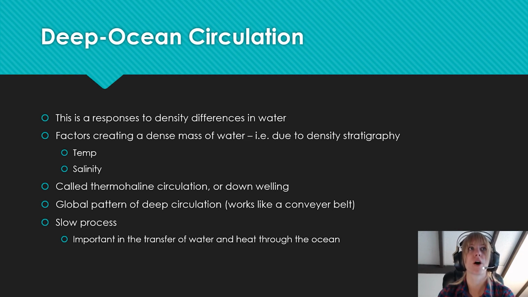You can have wind-driven downwelling on the coasts, where the wind is blowing south along the west coast of the northern hemisphere for a period of time, which causes downwelling in areas often lower in nutrients and biological productivity. It's basically where you would normally have upwelling, you would have downwelling instead. So this global pattern is a very slow process, and it's important in the transfer of water and heat throughout the ocean.